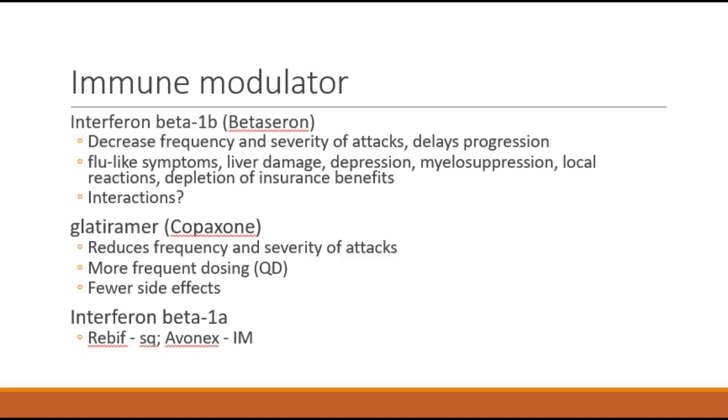So then there's interferon beta 1A, which is very similar to the beta 1B that we talked about earlier, Betaseron. The 2 types of this one are Rebif, which is sub-Q 3 times a week, and then Avonex, an IM preparation that's a 1 time a week injection.